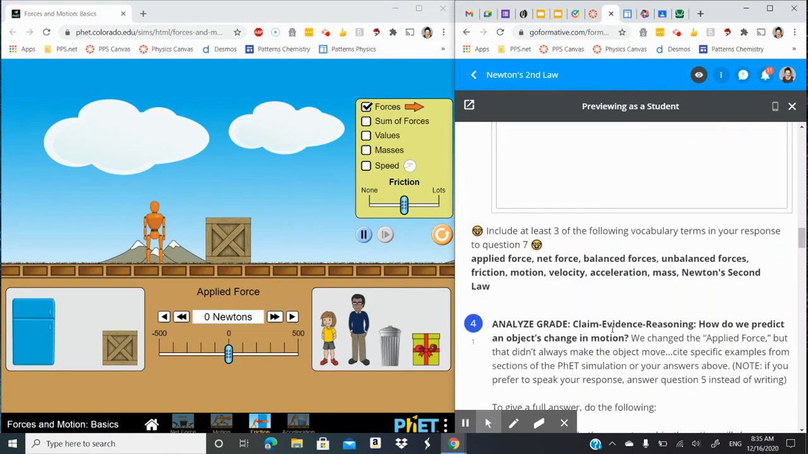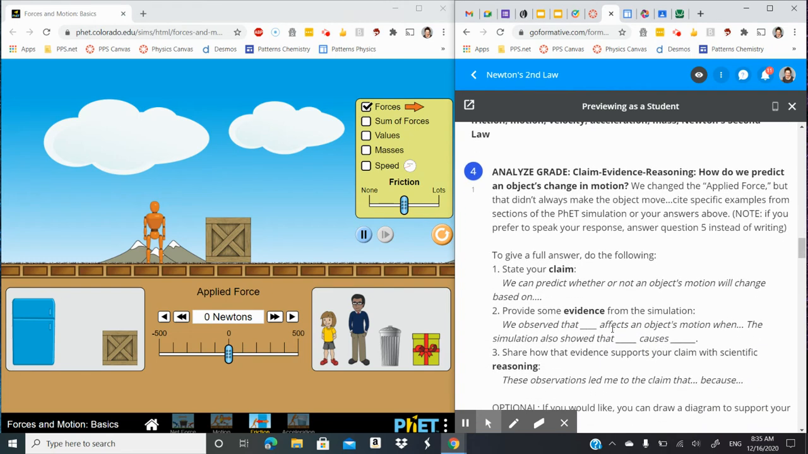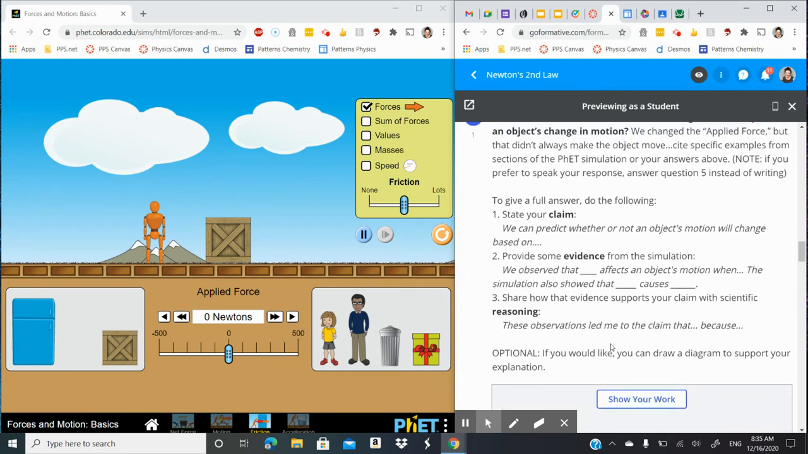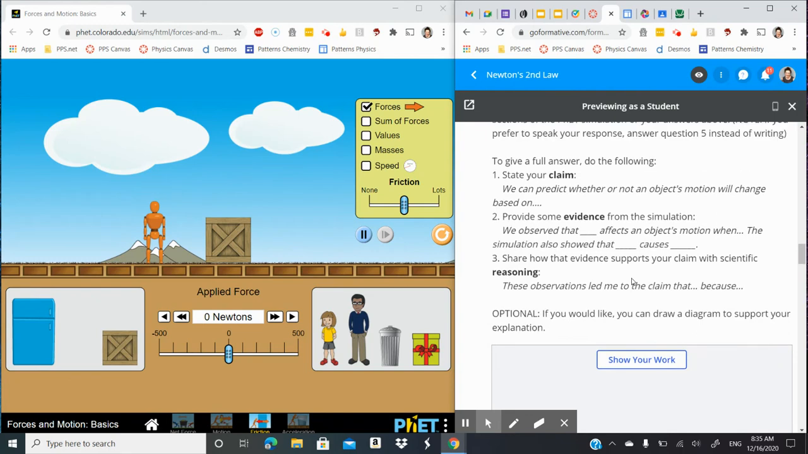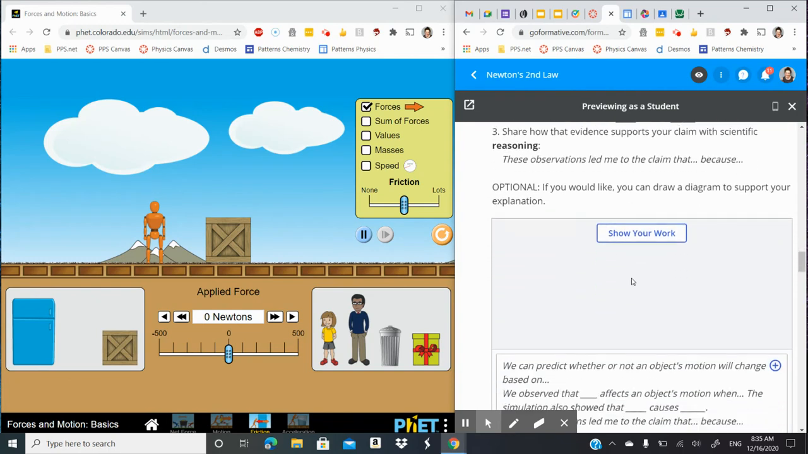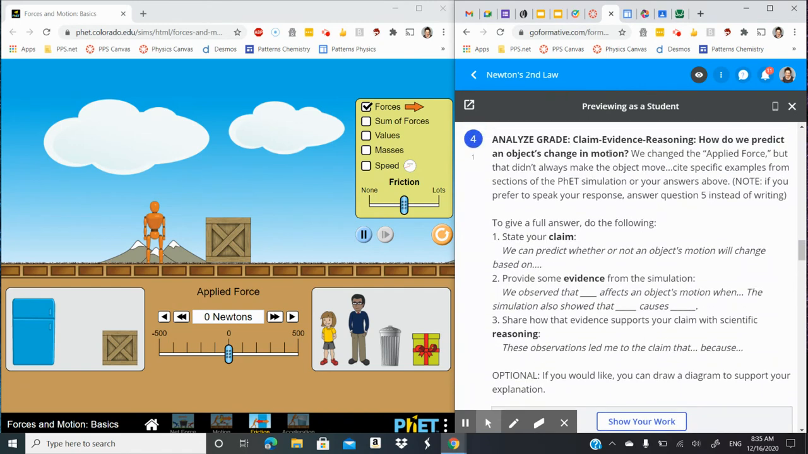Now, I spent some time during the asynchronous meeting yesterday, and during fourth period during class, talking about question 4 of really what I'm looking for. So I'm going to stay in the friction, and basically you have the sentence frames here for making the claim in response to this question. So how do we predict an object's change in motion? What kinds of things can cause an object to change its motion?